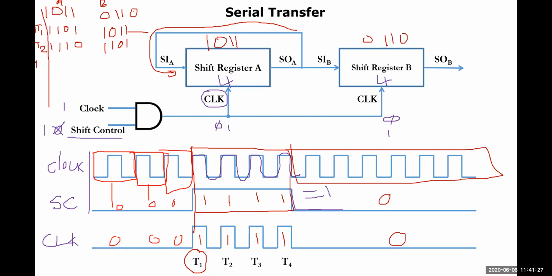Now at T3, again this bit will go off. So 0 moves here, 1 moves here, 1 moves here. This 0 comes to this place, and this one comes to here, this one comes to here, this one comes to here.